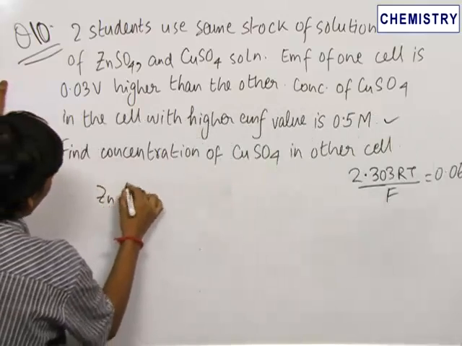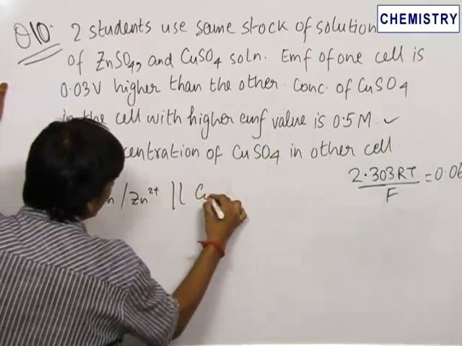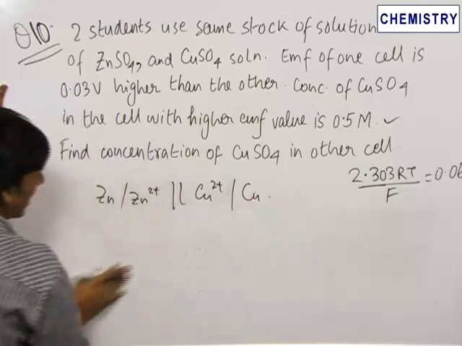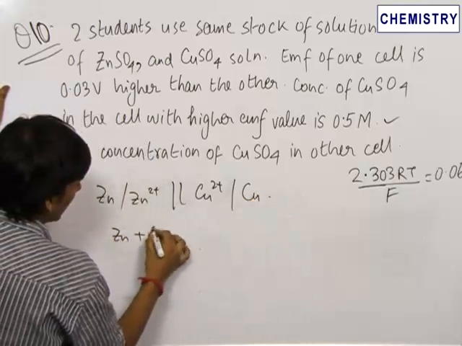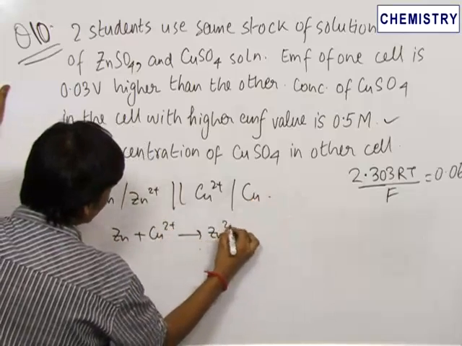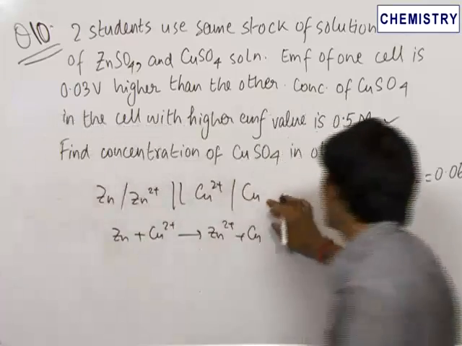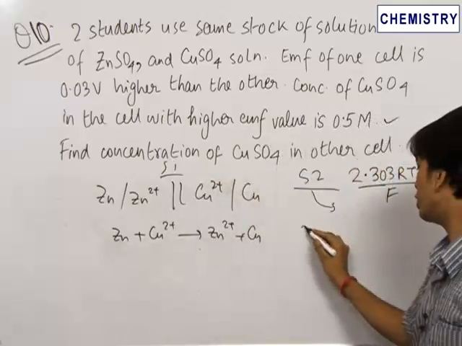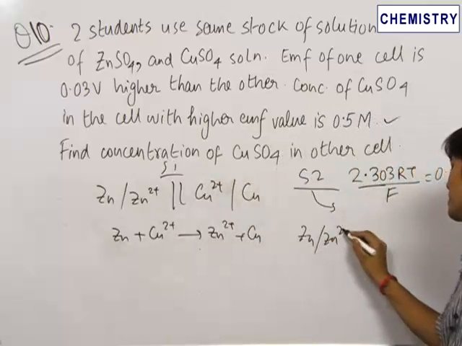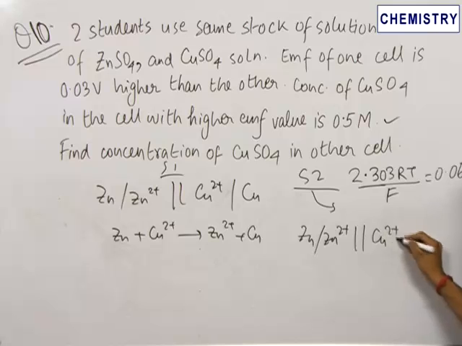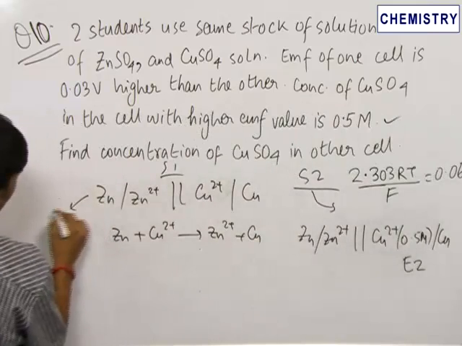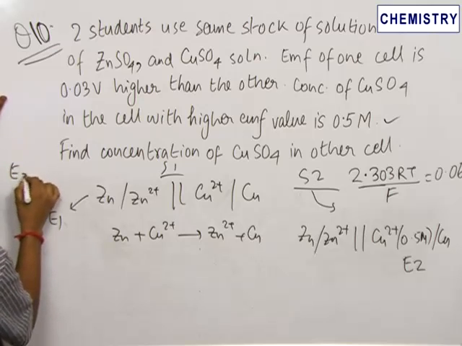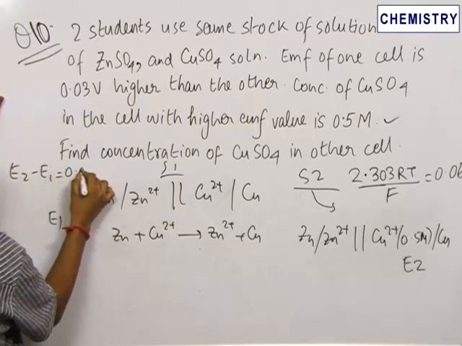So we know that the cell is Zn | Zn2+ || Cu2+ | Cu. This is a standard Daniell cell. We can write this as Zn + Cu2+ gives us Zn2+ + Cu. Now let this be for student 1 and this for student 2. For student 2 we have Zn2+ and Cu2+, this is given to be 0.5 M, and Cu. Let this be E2 and this be E1. We have also been given that E2 minus E1 is equal to 0.03.